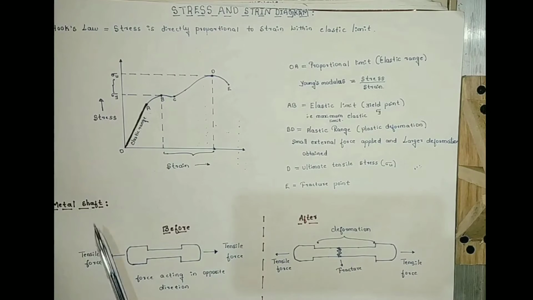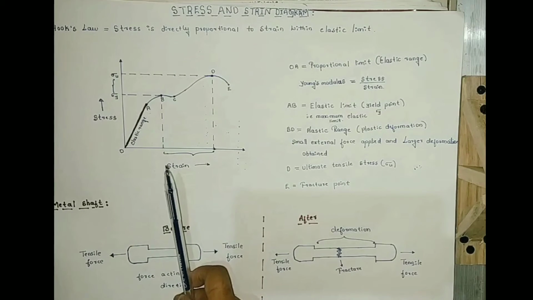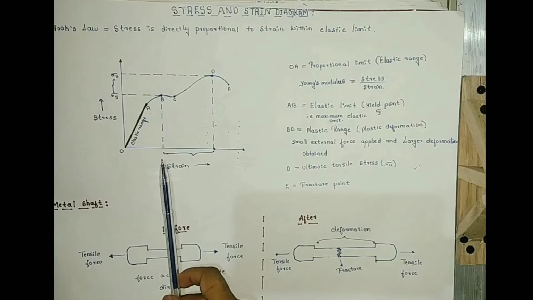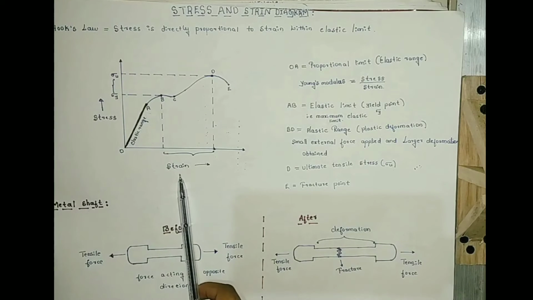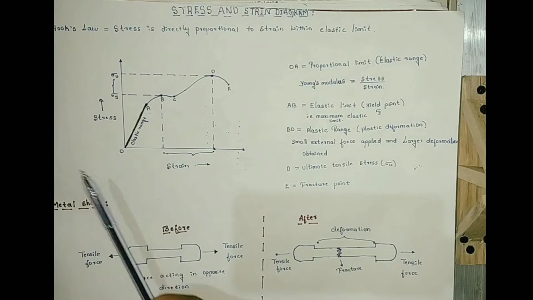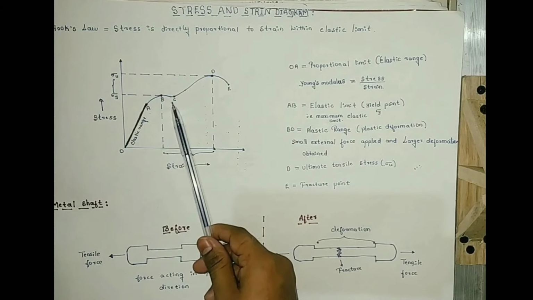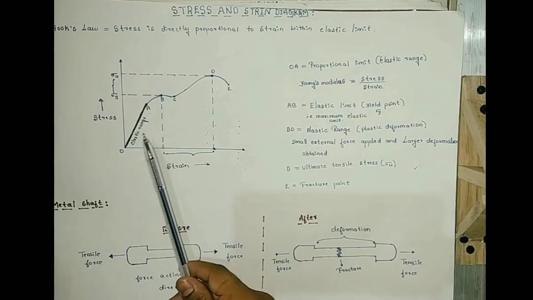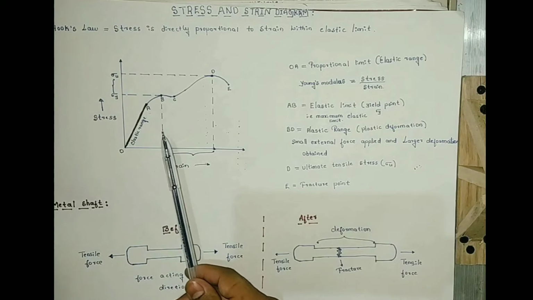So in case of this metal shaft, there are two tensile forces acting in two opposite directions. Because of this tensile force, the material undergoes deformation. Whatever is going to happen during this deformation, we are going to study this process of deformation from this graph. Here, in this graph, stress is on the vertical axis and strain is on the horizontal axis. And there are 5 points in this graph: A, B, C, D, E. These all points indicate their own specifications that I will explain here.